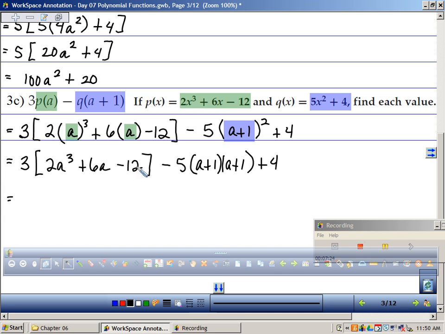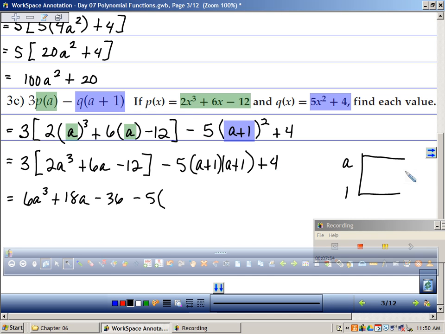All right, continuing on, let's go ahead and distribute. There's nothing else I can do in here. I cannot collect any like terms, so I might as well just distribute that. So this is 6A cubed plus 18A minus 36 minus 5. We've got to figure out what all this is. You FOIL, exactly. So it would be A times A.